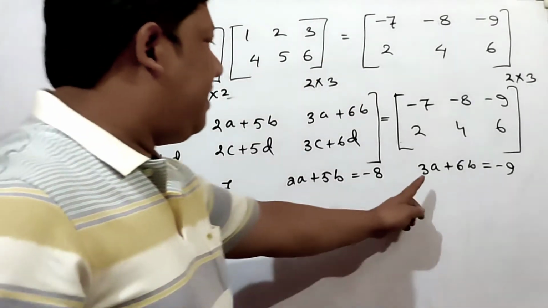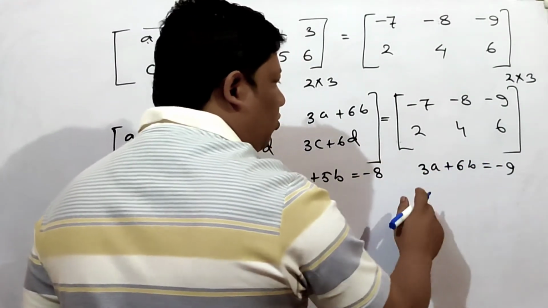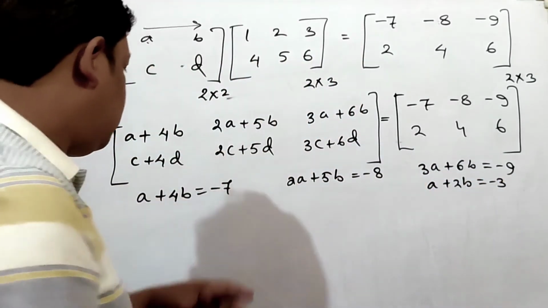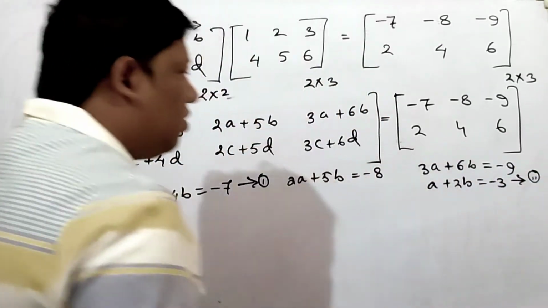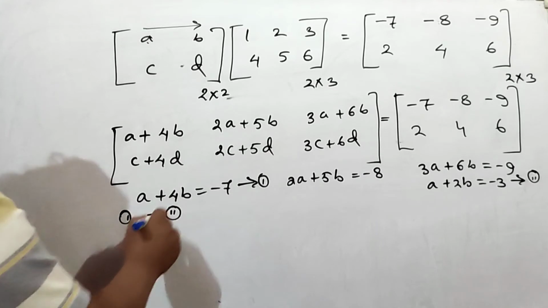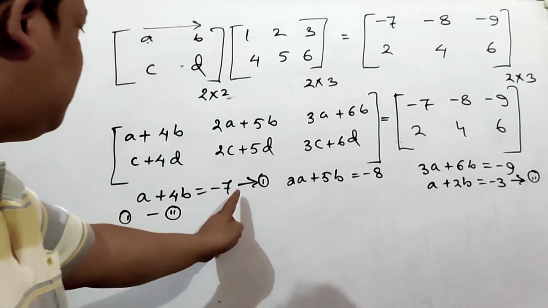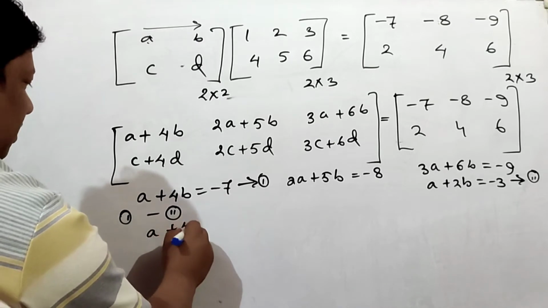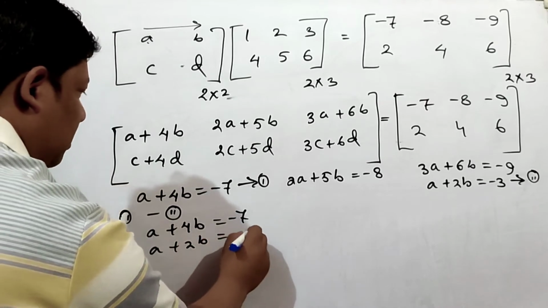Okay. If I take the common factor, these two simplify, divide by 3, then you get how much? a plus 2b equal to minus 3. Now this is the first and it is the second. So second minus first or first minus second, just you find the value of a and b, c, and that is your answer. So I simplify the first and second, then I get a plus 4b equal to minus 7, and this is a plus 2b equal to minus 3.